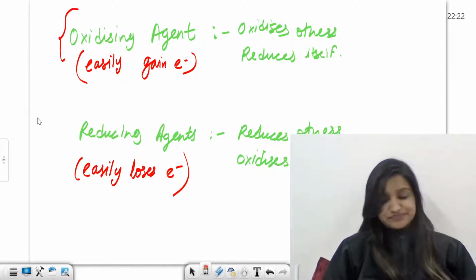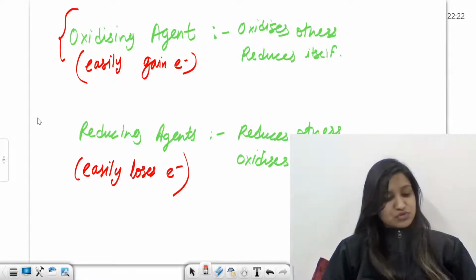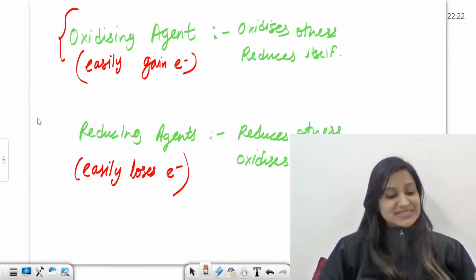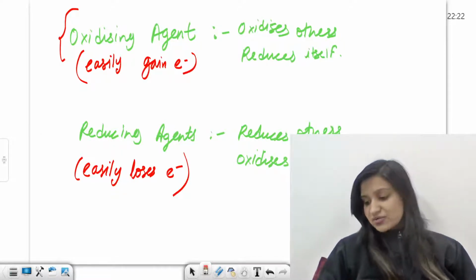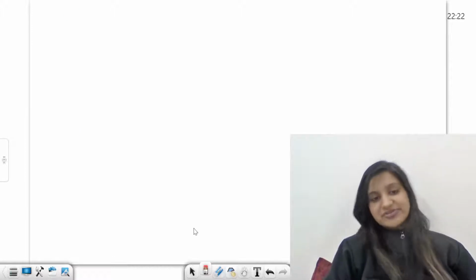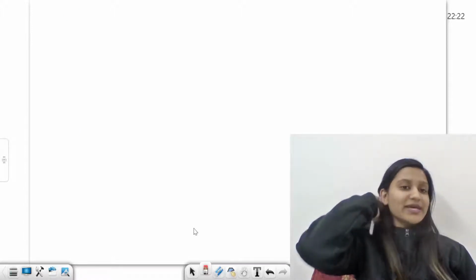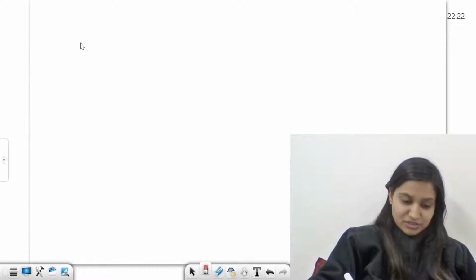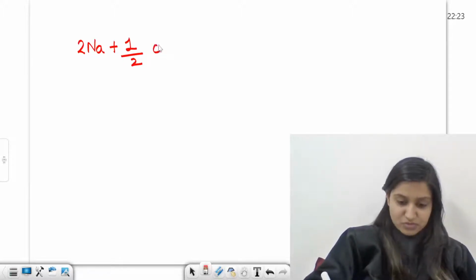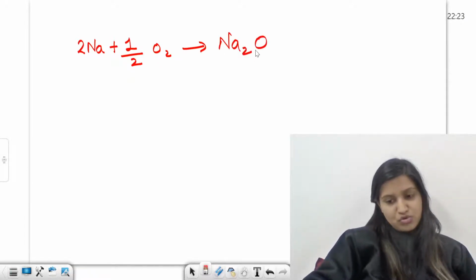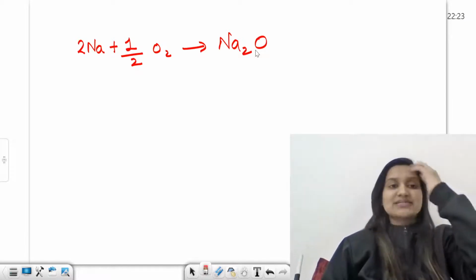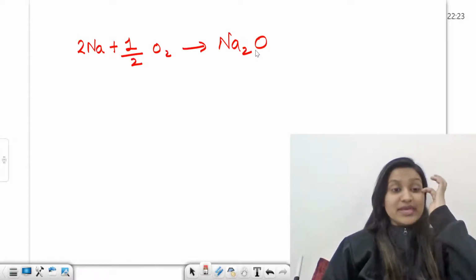All right, cool. So a reducing agent easily loses electrons. Now look at a reaction. If 2Na plus half O2 is giving you Na2O.